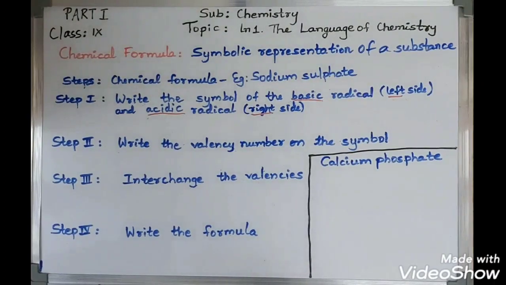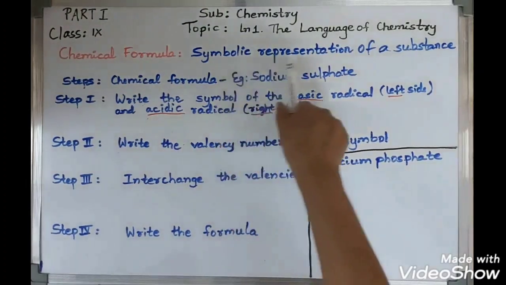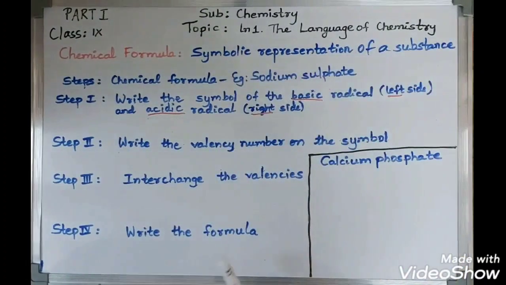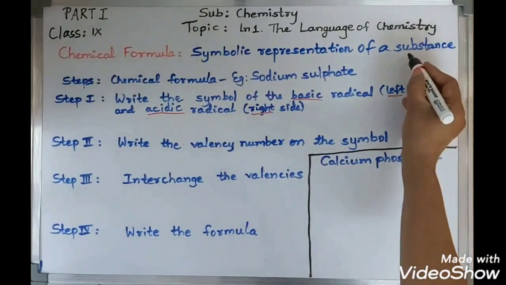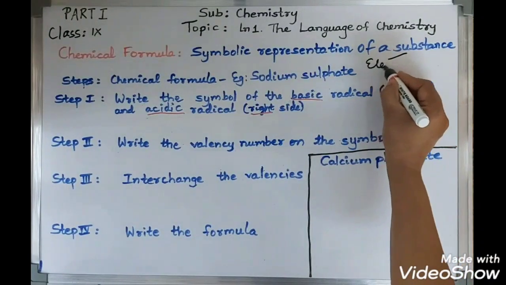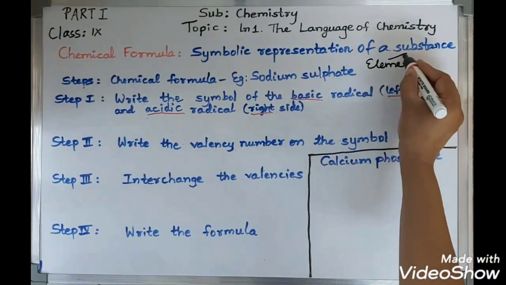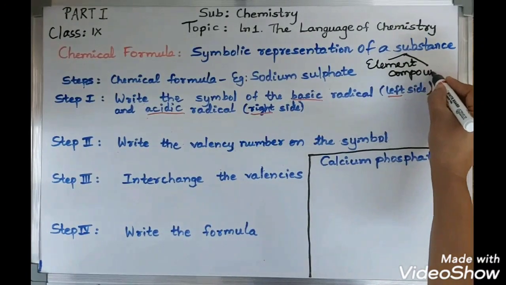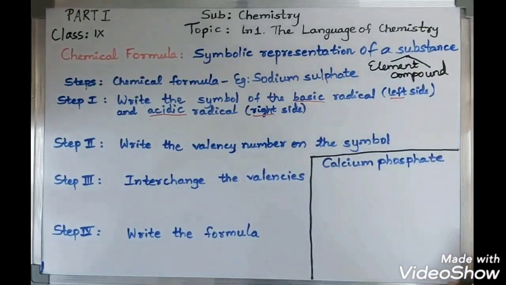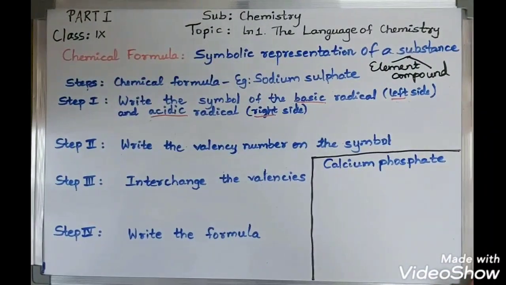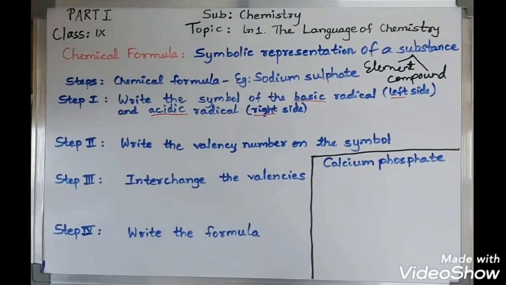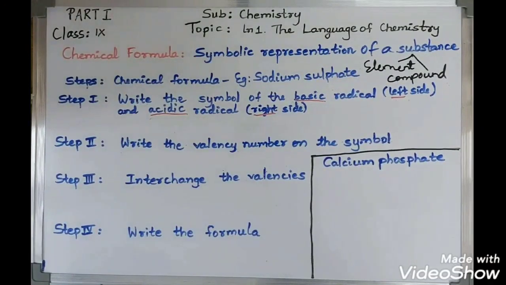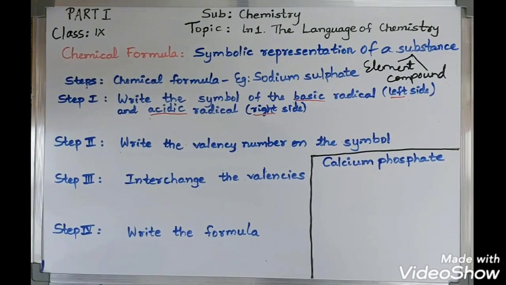What is a chemical formula? A chemical formula is a symbolic representation of a substance. Now when we say substance, the substance can be either an element or a compound. When you denote an element or a compound by a symbol, it is nothing but the chemical formula. Let us learn the steps involved in writing a chemical formula. Formula is singular, formulae is plural.